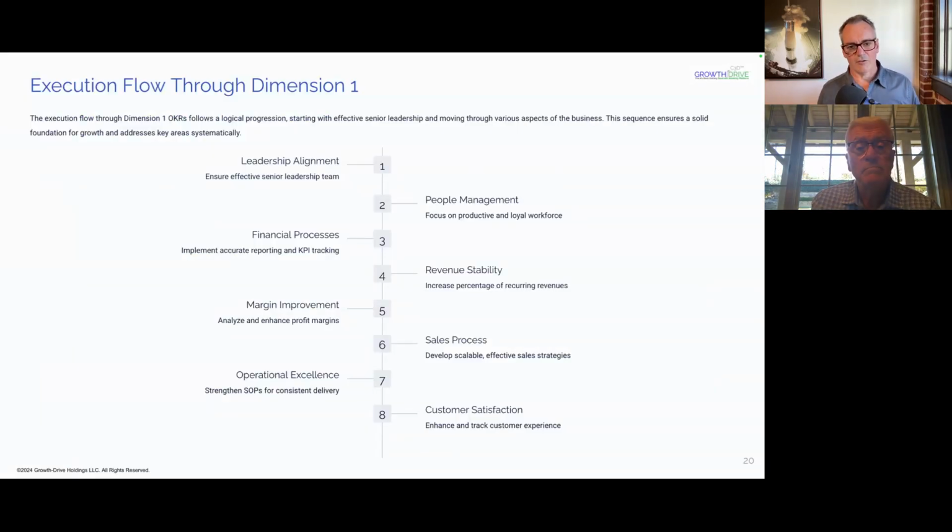So, the execution flow, we're going to talk about this a little bit. The execution flow as it's laid out in the software and in the methodology is straightforward. We're going to start with leadership, people, financial processes, revenue stability, et cetera. That's great. That does not mean that the organization has the time, the treasure, or the talent to get it done in this order. And that is something that needs to be understood before you create the plan. If not, it will not be executable.